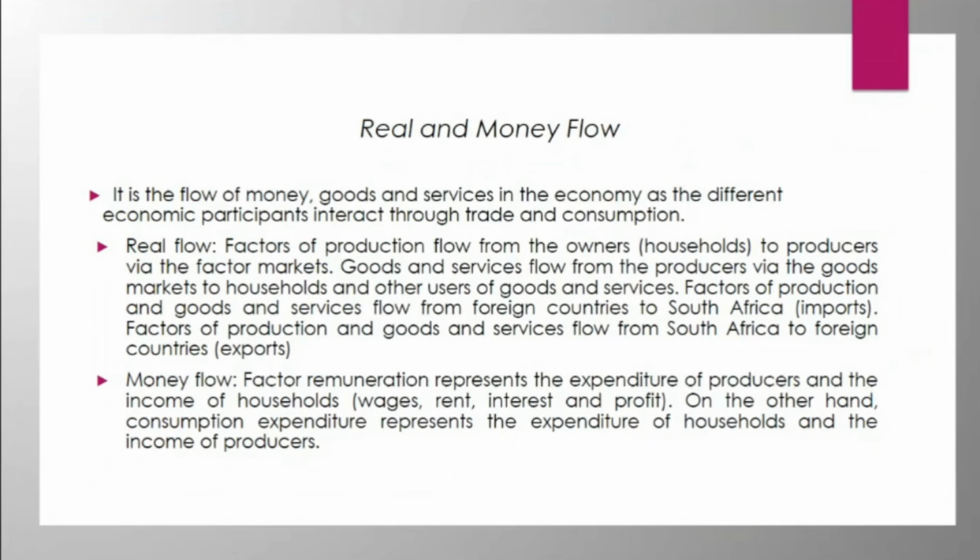Then we have the money flow, which is all the remuneration that is rewarded to factors of production and the expenditure of producers and consumers. As I mentioned earlier, the factors of production are labor, entrepreneurship, capital, and what else? And land. And the remuneration will be wages, rent, interest, and profit. So that is the money flow. It's basically the flow of money between the economic participants as a result of exchanging the factors of production.